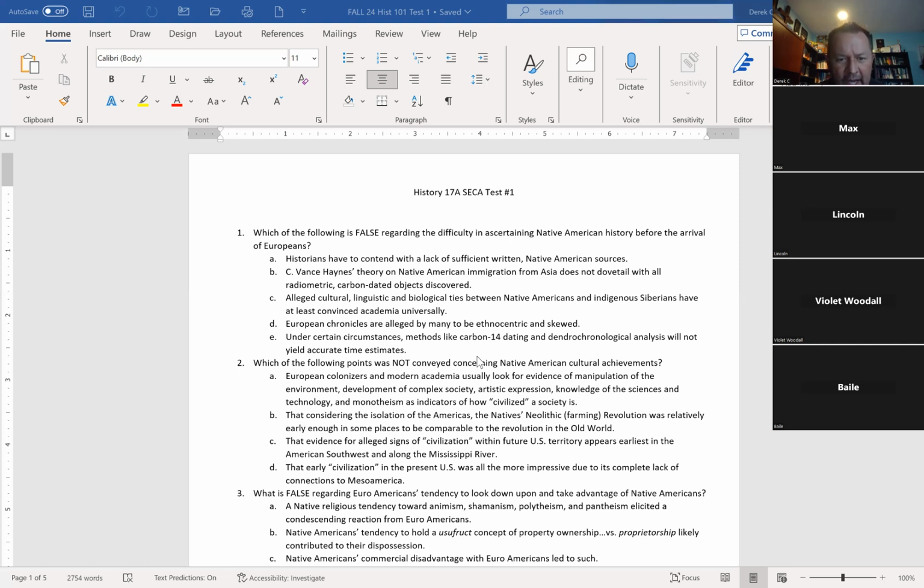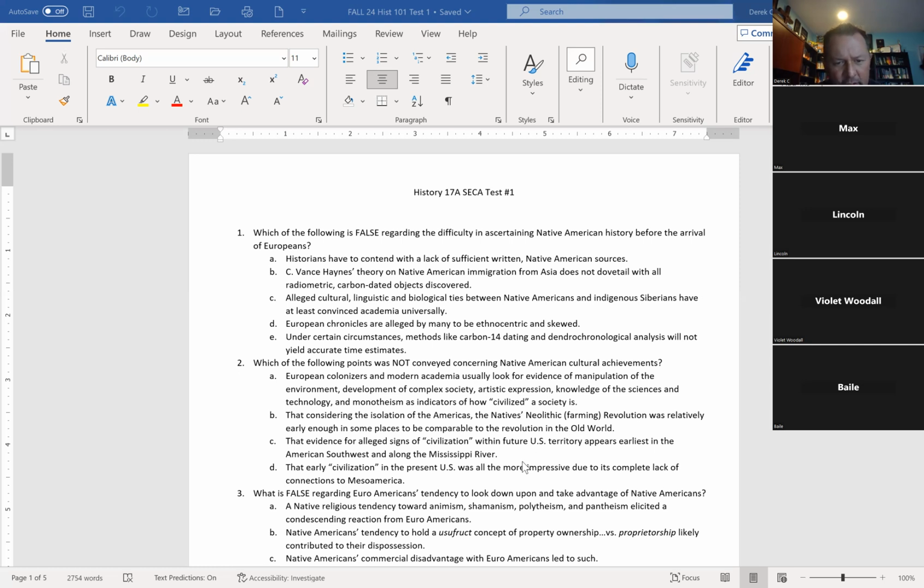Which of the following points was not conveyed concerning Native American cultural achievements? The 5 criteria are mentioned in A, and that is definitely mentioned. I even had them listed at the bottom of number 2. The Neolithic or farming revolution: was it comparable in time to the Old World? Yes, and I convey that point. And again, it's not me, it's a book that I had read and I was quoting him.